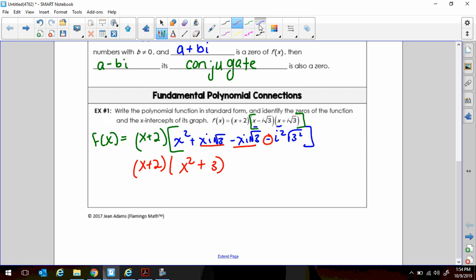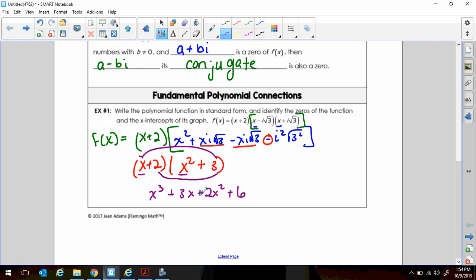Now, again, I'm going to have to multiply these. In order to do that, again, I have to FOIL. My first two terms are x times x squared, which is x cubed. My outer two terms are x times 3, which are 3x. And my inner are 2 times x squared, which is 2x squared. And then my last are 2 times 3, which is 6.